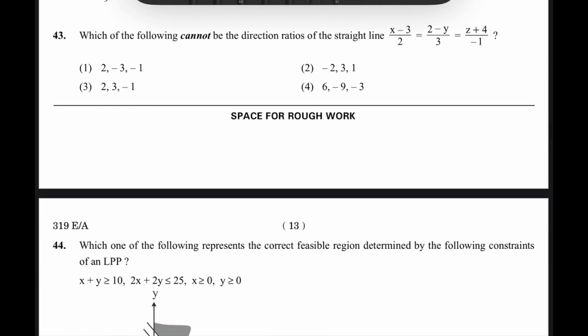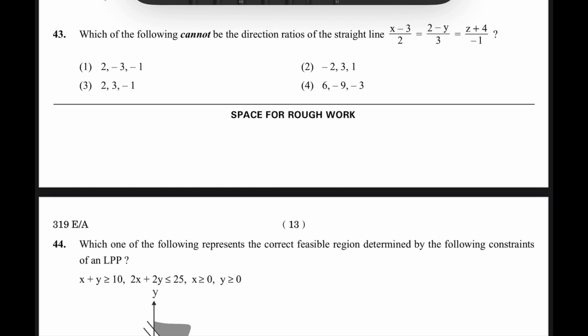Next, move to question number 43. Which of the following cannot be the direction ratios? So what are the direction ratios? Okay, first we have to convert it into standard form. What is the standard form? The coefficient of y should be 1 here. Z, yes, the coefficient of z is already 1. Coefficient of x is already 1. So the coefficient of y needs to be changed here.